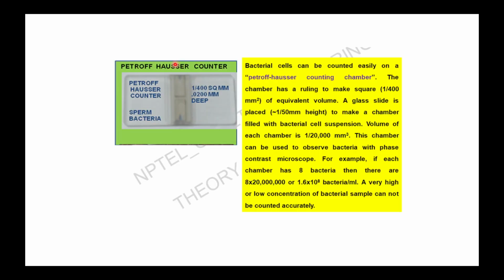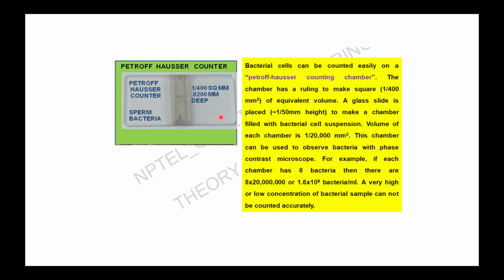Yes. So it will be 1 by 20,000 millimeter cube. Okay. So we can go through the Petroff-Hauser counter. This is again from the lecture slide only. There are these squares, which have a particular area and a particular depth, which is around 1 by 50 or 0.02 millimeter in height and has 1 by 400 square millimeter of area. So the volume will give us area into height. We'll get this volume, 1 by 20,000 millimeter cube.